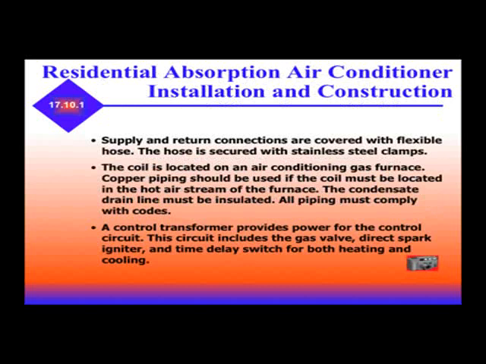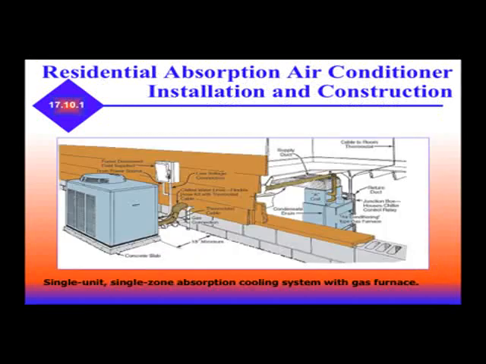The control transformer provides power for the control circuit. The circuit includes a gas valve, direct spark igniter, and a time delay switch for both heating and cooling. This is an example of an install of the single unit absorption system with a gas furnace. You'll notice the chilled water lines going to the outside and the A coil on the inside.